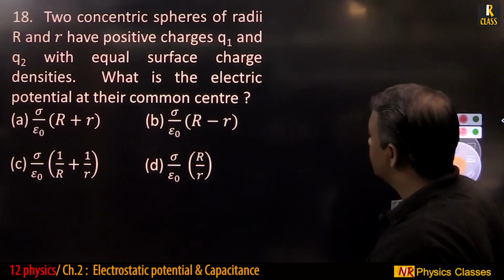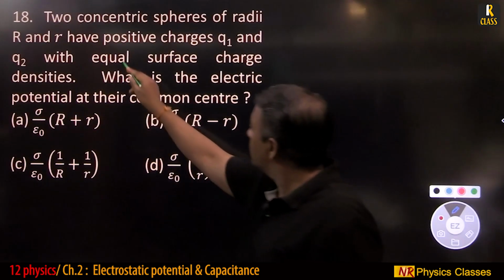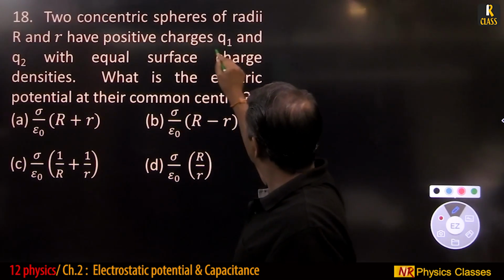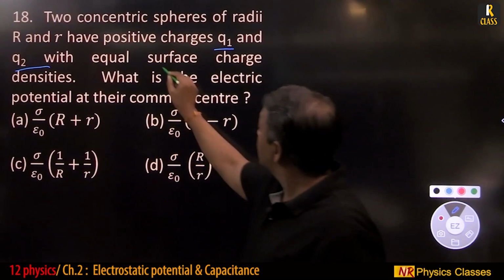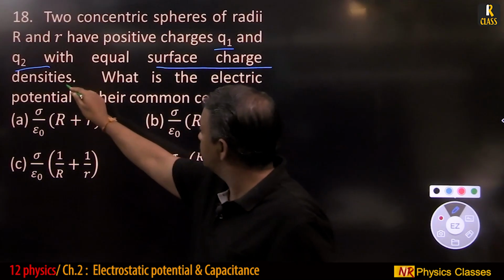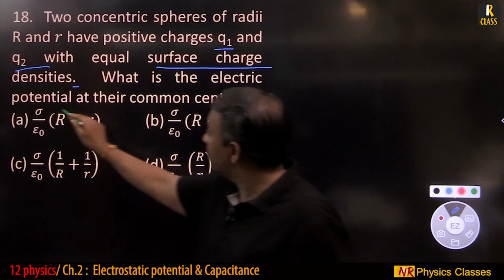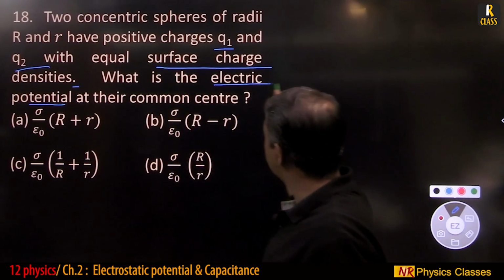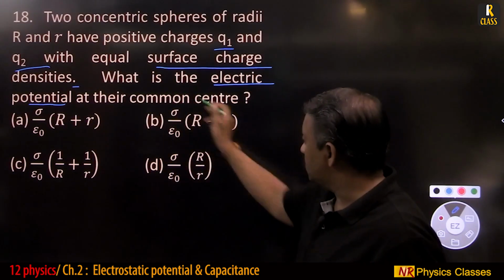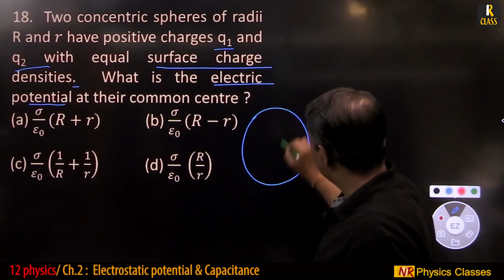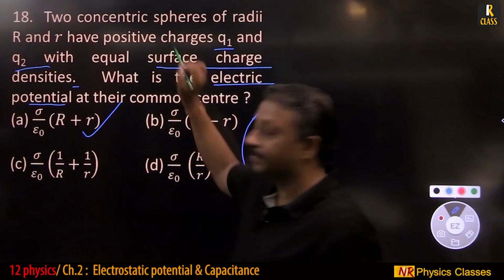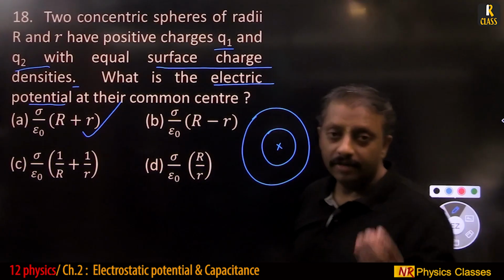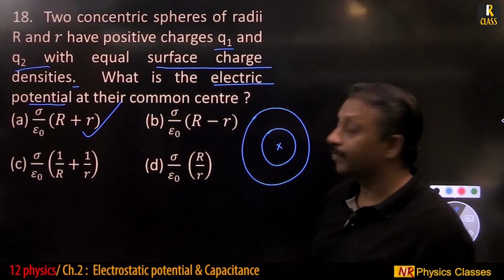Two concentric spheres of radii R and r have positive charges Q1 and Q2 with equal surface charge densities. Fine. What is the electric potential at the common center? This is the first sphere, this is the second sphere, and the common potential at the center is this. You hardly require 5 seconds after reading this problem.